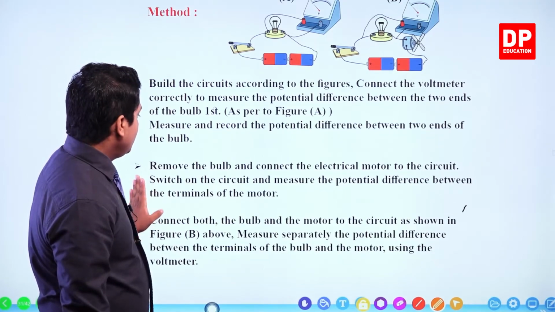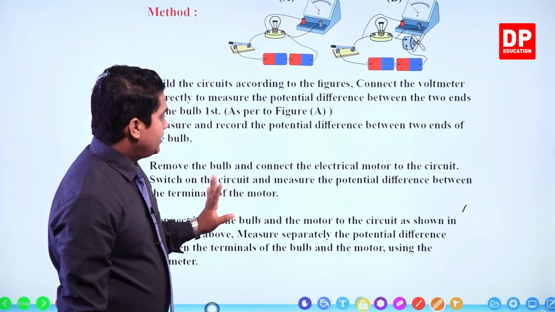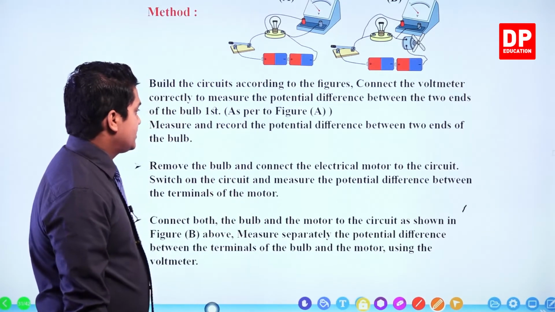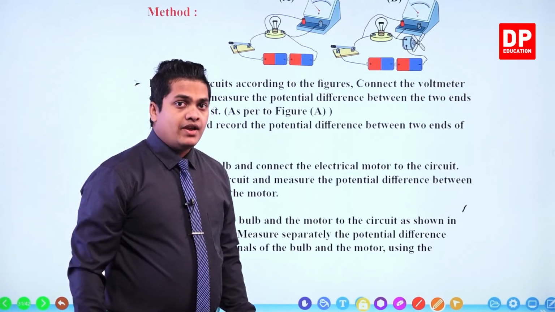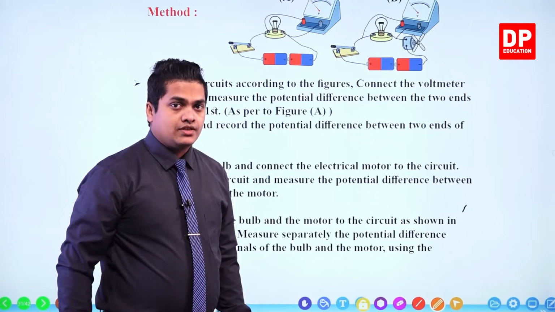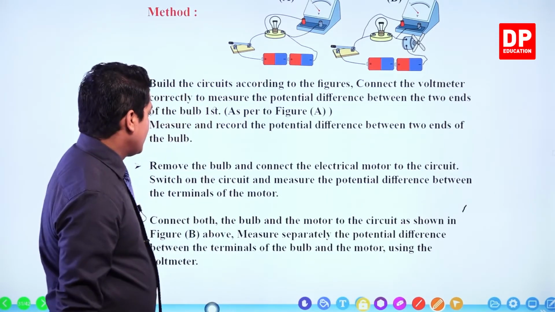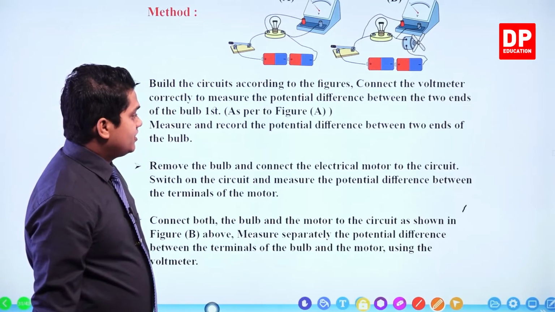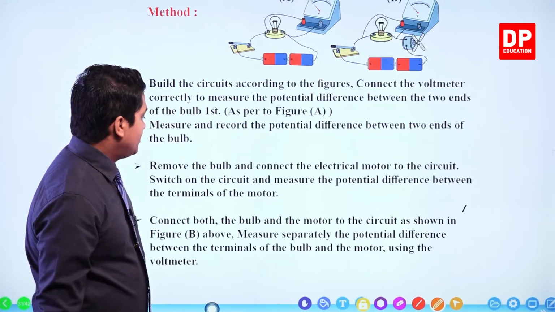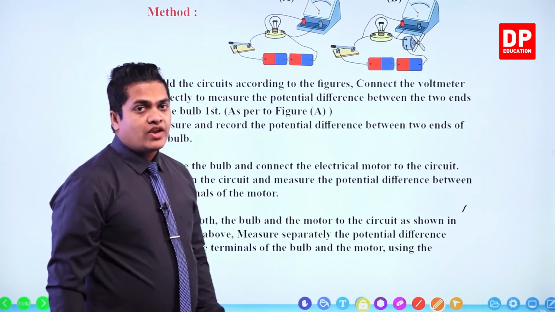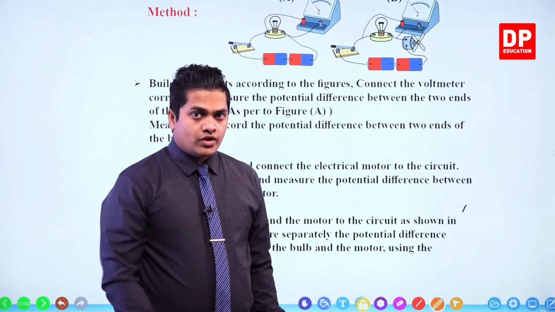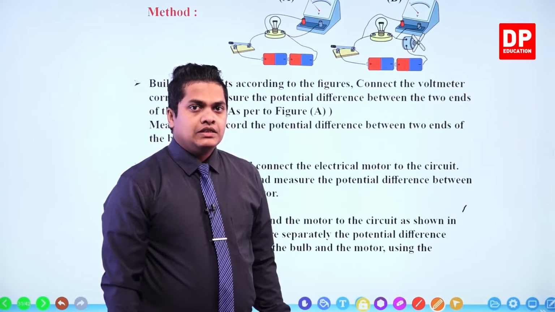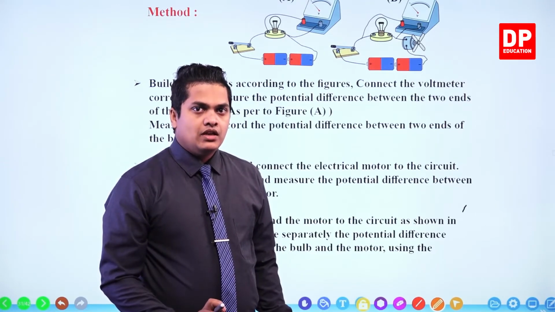Then the next point: remove the bulb and connect the electric motor to the circuit. Then we have to remove the electric bulb and connect the motor to the circuit. Switch on the circuit and measure the potential difference between the terminals of the motor. So we have to replace the bulb with the motor. I told you earlier that we'll be needing a motor as well, right?